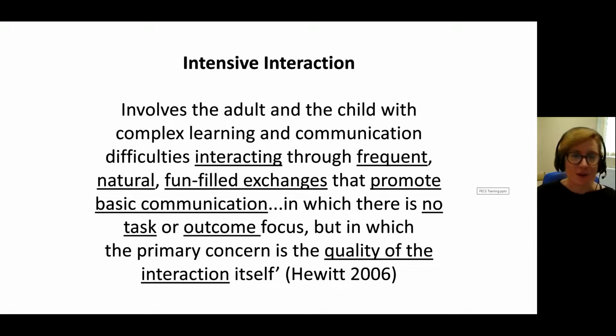And this is a really useful quote to start off thinking about intensive interaction. Intensive interaction involves the adult and a child who has complex learning and communication difficulties interacting through frequent, natural, fun-filled exchanges that promote basic communication. So just to look at that bit first, the definition of intensive interaction is a frequent, natural, fun-filled exchange between, in our case, an adult and a child when the child has complex learning and communication difficulties.